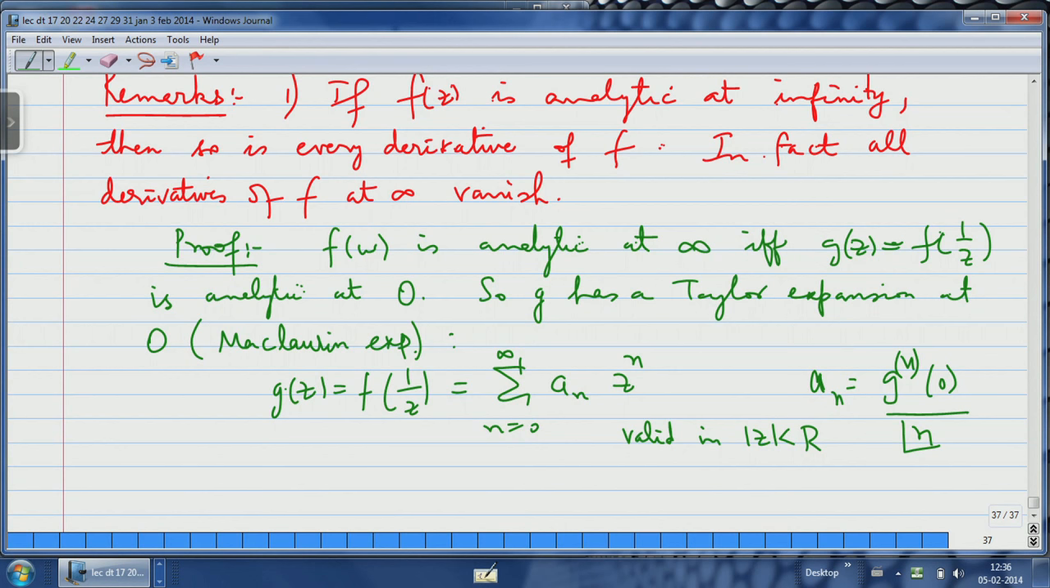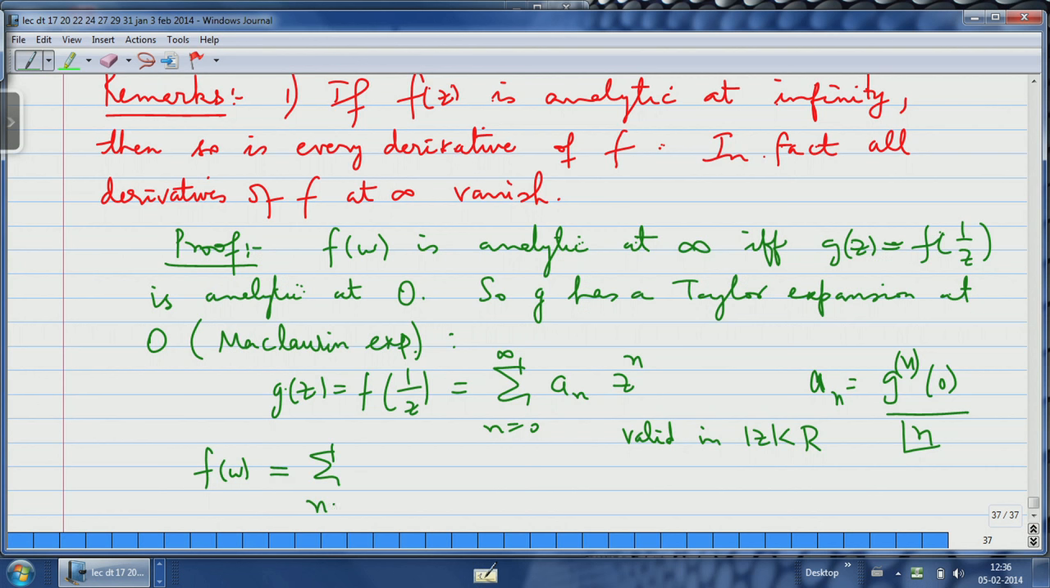Now, let's put w equal to 1 by z, and you will get a similar expansion for f of w in a neighborhood of infinity. What you will get is f of w equal to sigma n equal to 0 to infinity a n w to the minus n, valid in mod w greater than 1 by r. This is what you will get, because I just put z equal to 1 by w. That is the relationship between z and w. And if I put that, I get mod w greater than 1 by r, which you easily recognize is a neighborhood of infinity.